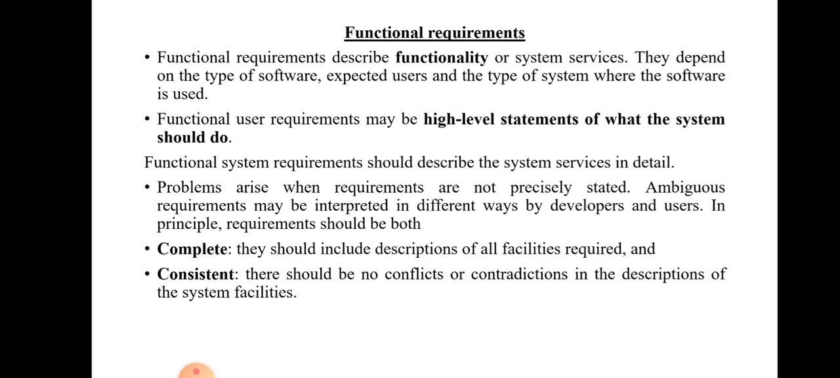The requirement should satisfy the following two conditions. One is that the requirement should be complete, and the other is that the requirements should be consistent. Complete means the requirement includes the description of all the facilities required to develop a particular software. Consistent means there should be no conflicts or contradictions in the description of the specification of the particular system services. So this is known as functional requirements.